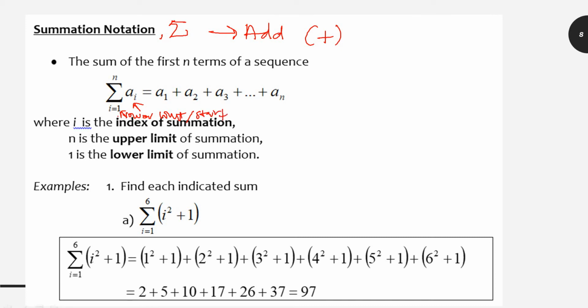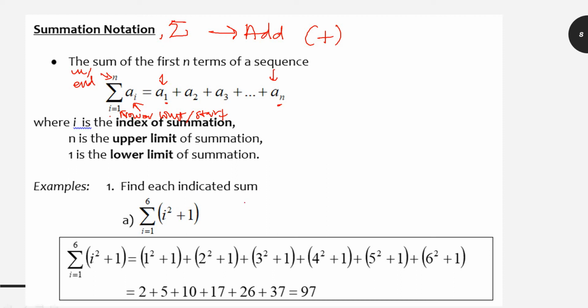You can start with 1 or 2, depending on the question. And here will be the upper limit, or we can say the ending. Here it says i starts with 1, so the first term is 1. When to stop? Until n. If i goes from 1 until 10, so i is 1, 2, 3, 4 until 10. So this indicates when to stop and where to start. Alright, so let's look at an example.